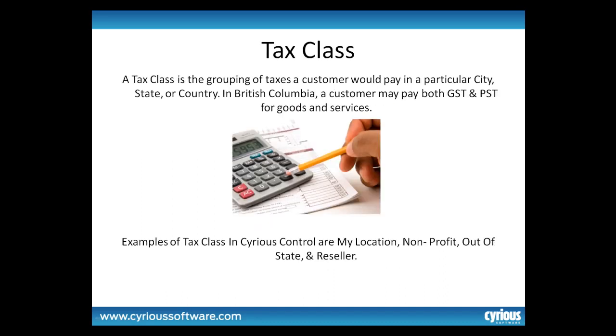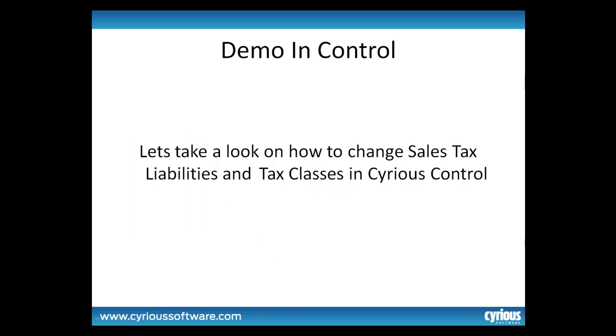Now, tax classes, however, is a grouping of taxes a customer would pay in a particular city, state, or country. So let's say in British Columbia, a customer may pay both GST and PST for goods and services. Examples of these inside of Control are my location, nonprofit, out-of-state, and reseller. Now, it's time for a demo. Let's take a look at how to change sales tax liabilities and tax classes inside of Cyrious Control.